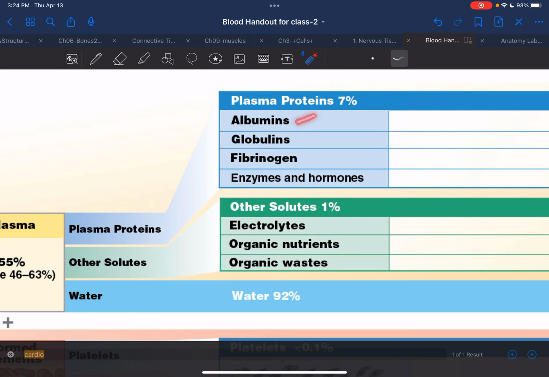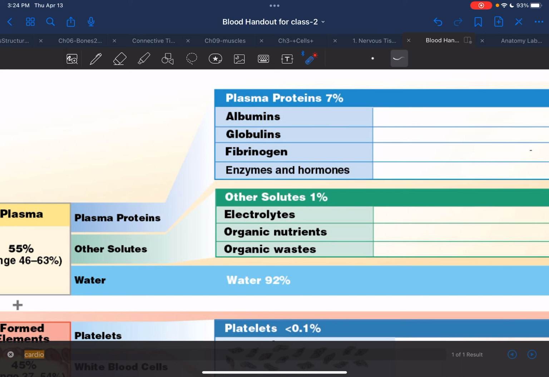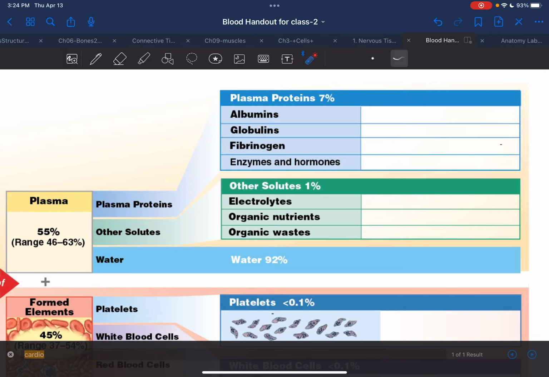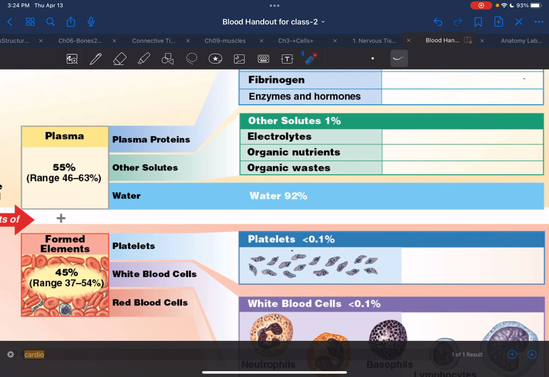You have albumins, globulins, and fibrinogen. And then you also have things like enzymes and hormones. And hormones can be proteins. Enzymes are proteins. And so plasma proteins, again, the word proteins, these are all proteins. They're all made of amino acids. They have peptide bonds between them. And so let's move forward.